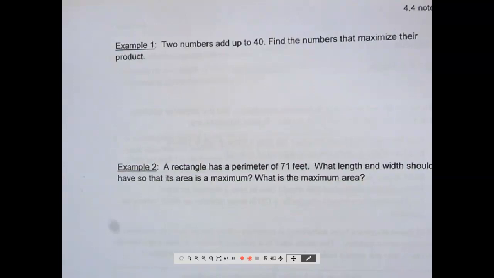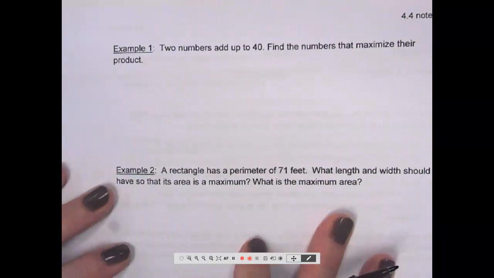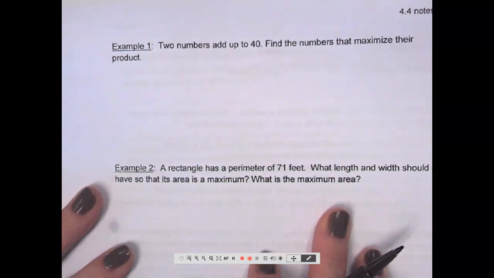Okay, so y'all are throwing around some answers now. Wait, what does that mean, maximize their product? Oh, when they're multiplied together. When you multiply, you get the biggest number possible. 20. Okay.